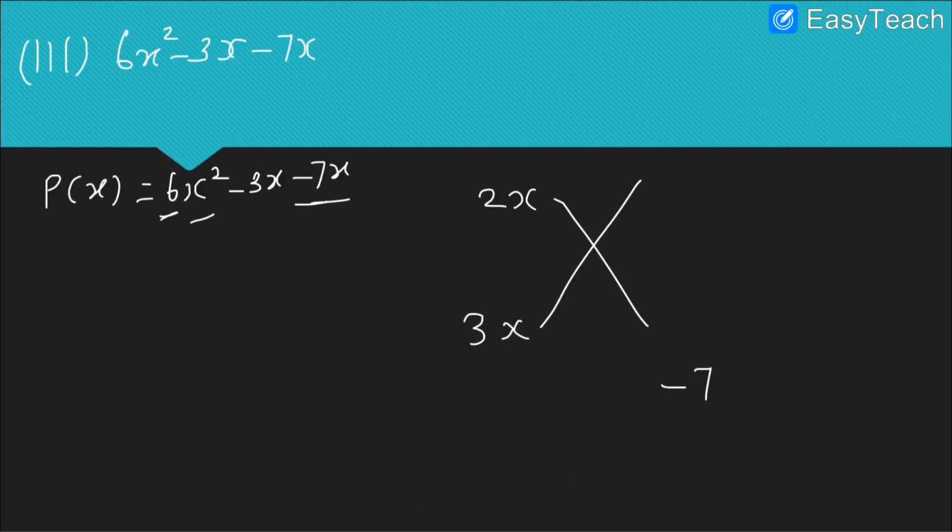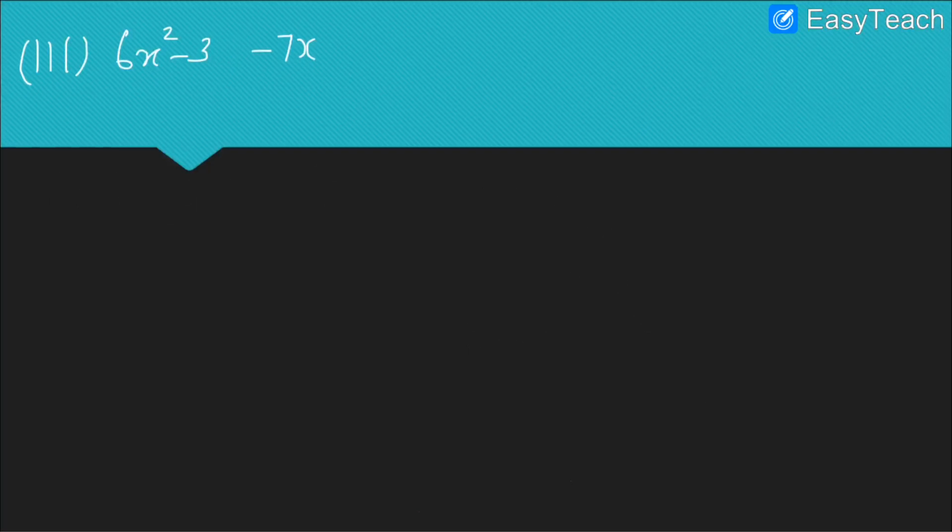Sorry, this is totally wrong, not 3x. Okay, let me rewrite this. Let me write the correct one. Sorry, I made a mistake. So this is the correct one. 6x square minus 3 minus 7x. So I write it as p of x equals, so I'm going to write in the correct order, which is 6x square minus 7x minus 3. Yeah, I hope this is the correct order.